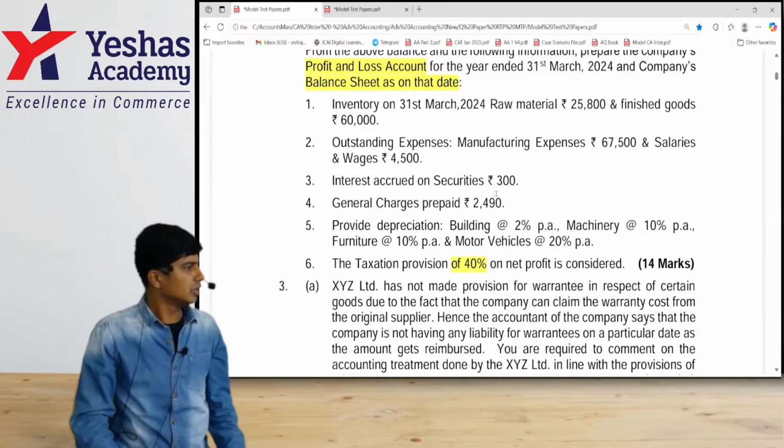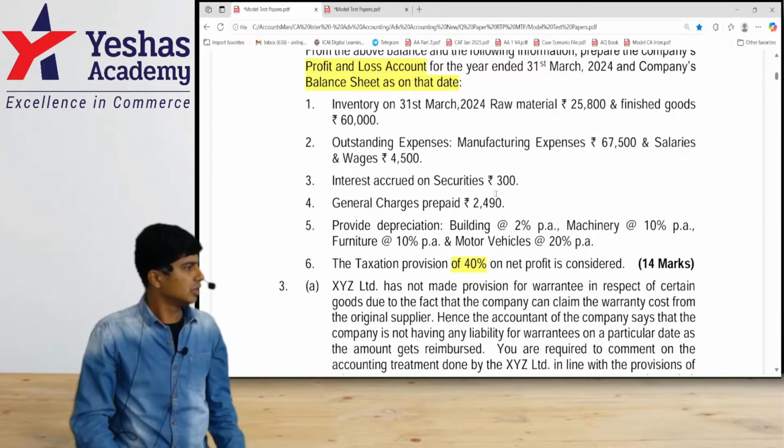Model test paper number 1 also has a similar question. Yeah, come on, let's start solving. I have told this in the past. Let me tell this to you all once again. When you're solving a question on financial statements in the examination, first paper, leave it for balance sheet. Don't write the format.